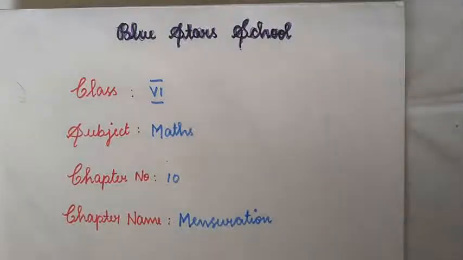Today we are going to see a new chapter. Chapter number is 10. Chapter name is Mensuration in 6th Maths NCERT book. In this chapter we introduce some concepts about the region and boundary of different closed shapes. Let's see.